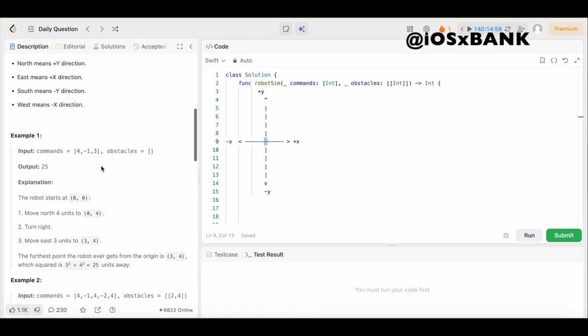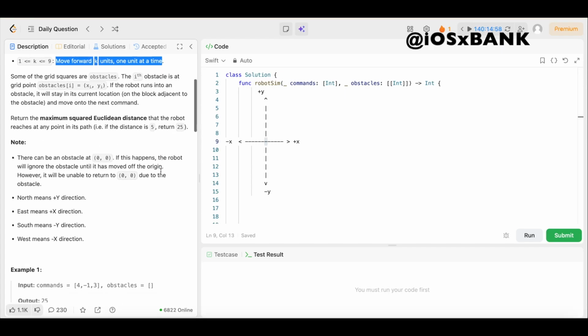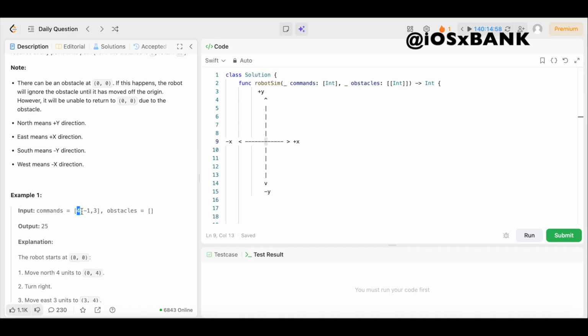So we're already facing north. We come up on a 4. So it says right here, if k is greater than 1 and less than 9, which 4 is, then we're going to move forward k units, 1 unit at a time. In this case, k is 4, so we're going to move 4 units north. So we go 1, 2, 3, 4. So we'd be up here, right after this first command.